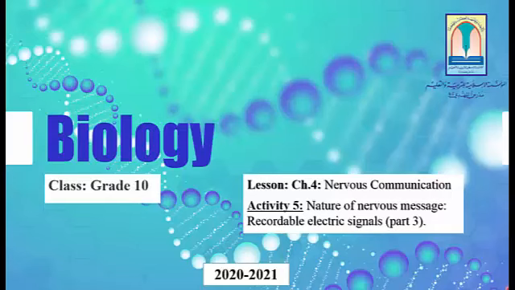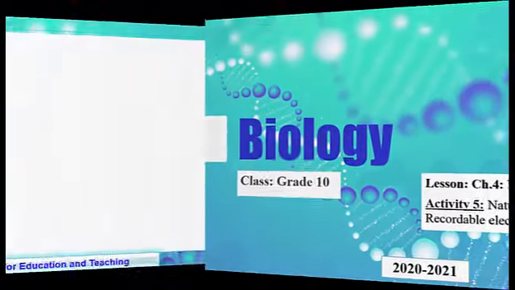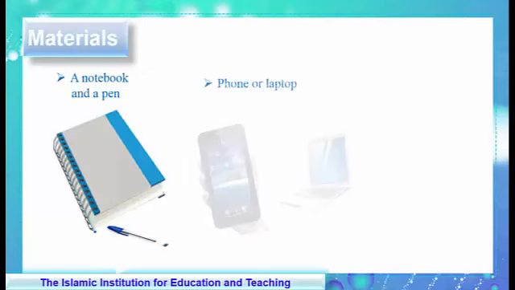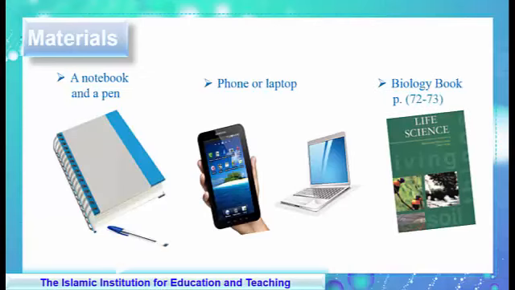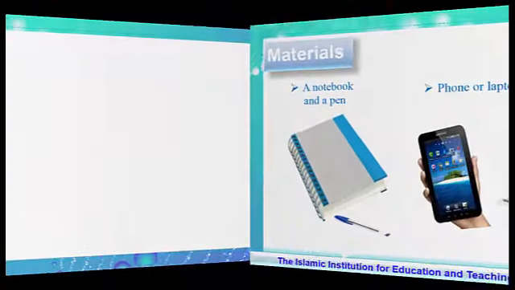Good morning, dear students. Today we have to continue the third part of Activity 5, Nature of Nervous Message: Recordable Electric Signals. Don't forget to prepare your notebook and a pen and to open your biology book, pages 72-73.